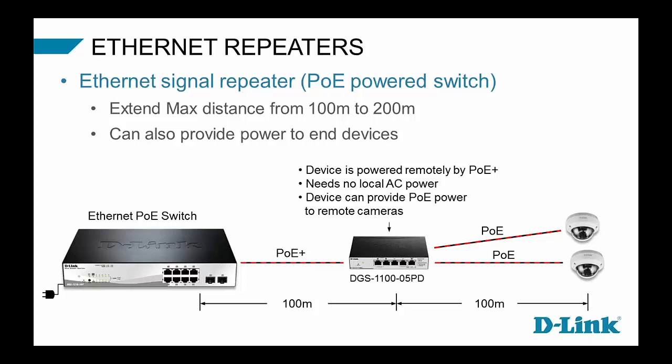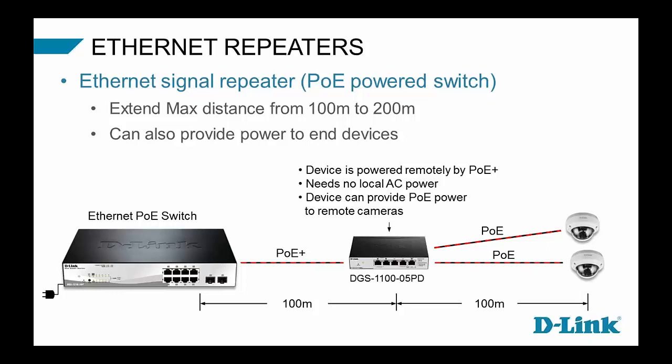We can go 100 meters out to the 05 PD, and then it's powered and it has enough power left over to actually propagate or pass through PoE power on 2 of its ports, another 100 meters out to these IP cameras that are maybe out in a parking lot somewhere. So basically what we've done here is we've extended the reach of Ethernet and PoE beyond the 100 meters out to 200 meters.